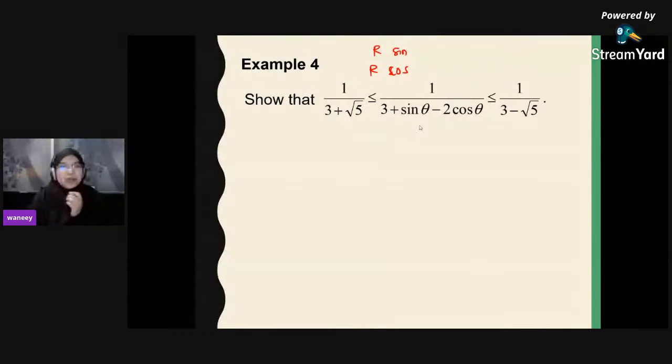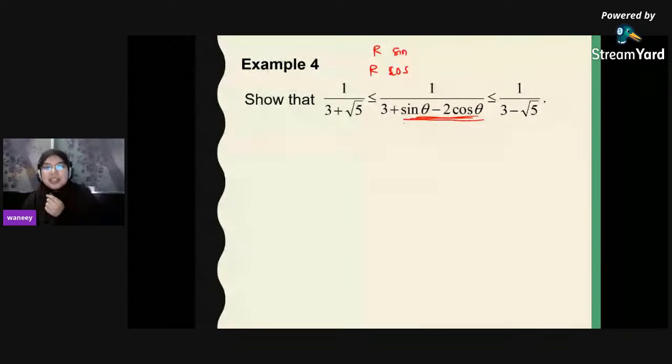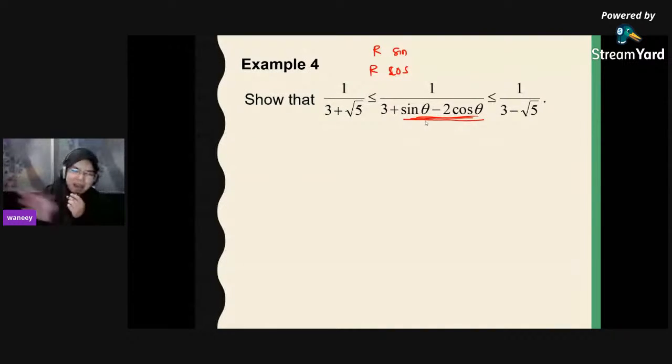Okay, so now, where do we want to use R sin or R cos? Obviously you need to see where is the sine and the cos. So we have a sine and a cos over here. So that means we're going to use R sin or R cos. Okay, so which one? Like I told you before in my tips, you can refer to the front part. I gave you some tips whether to use R sin or R cos. So if you see a sine over here, normally I'll say use R sin. So this is R sin theta, we're going to keep the sine.